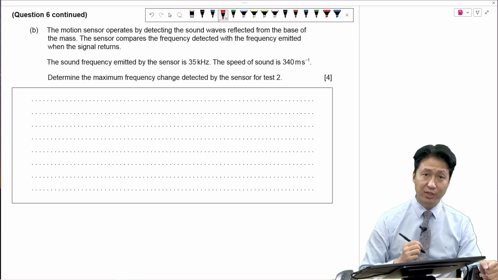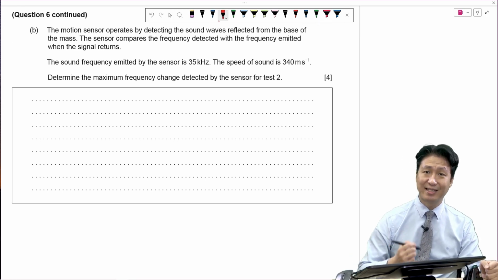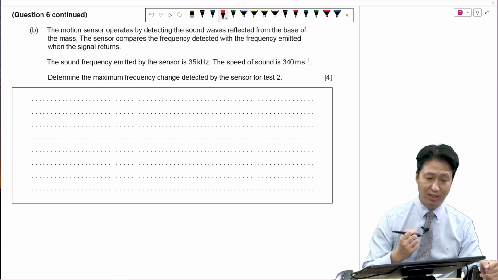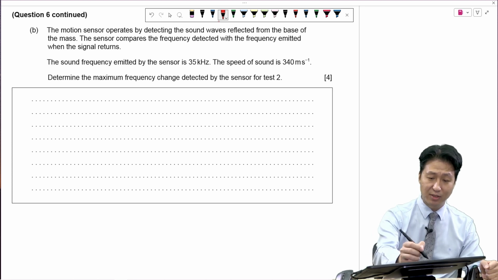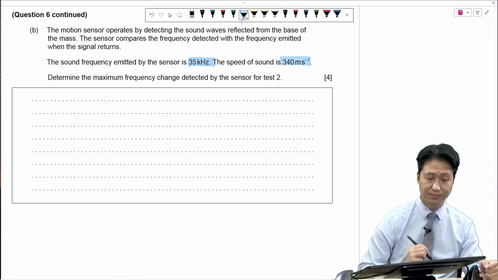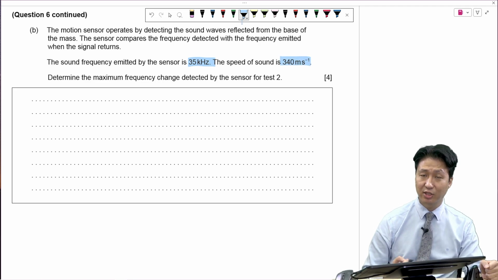For part B of this question, the motion sensor operates by detecting the sound waves reflected from the base of the mass. The sensor compares the frequency detected with the frequency emitted when the signal returns. The sound frequency emitted by the sensor is 35 kilohertz. The speed of sound is 340 meters per second. Determine the maximum frequency change detected by the sensor for test 2.